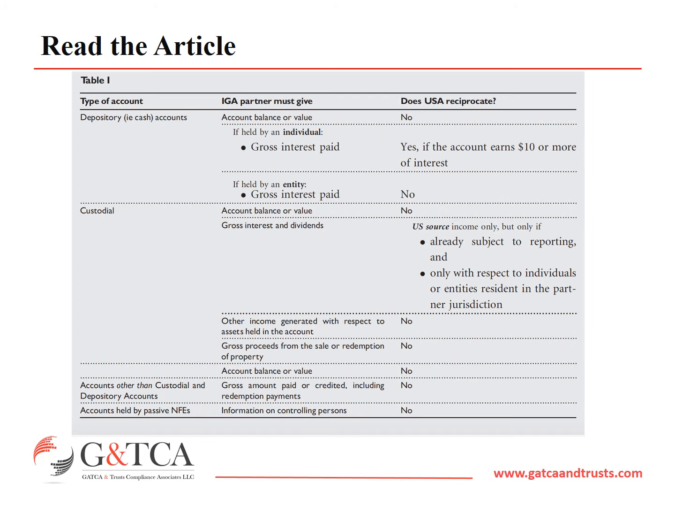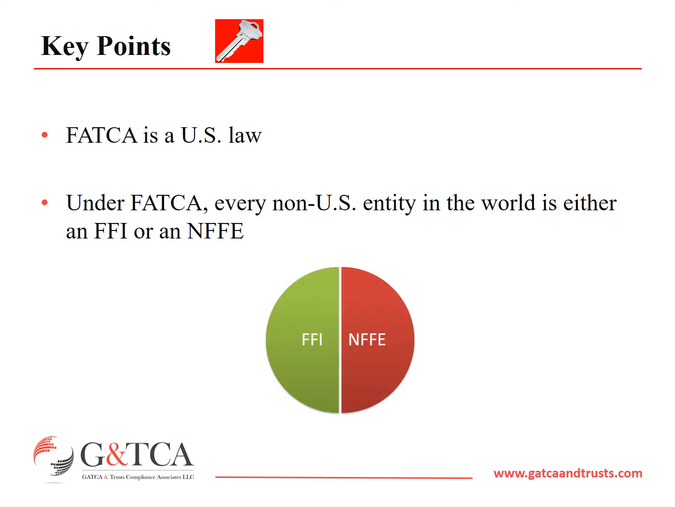If you want to get more information about what the US promises to give under a reciprocal IGA, read the article called Hiding in Plain Sight. It's available on the gatcaandtrusts.com website under Publications and then Articles. In there's a table that sets forth exactly what the US demands from other countries and exactly what it promises to give. That information is depicted on this table, but please read the article for all the details.